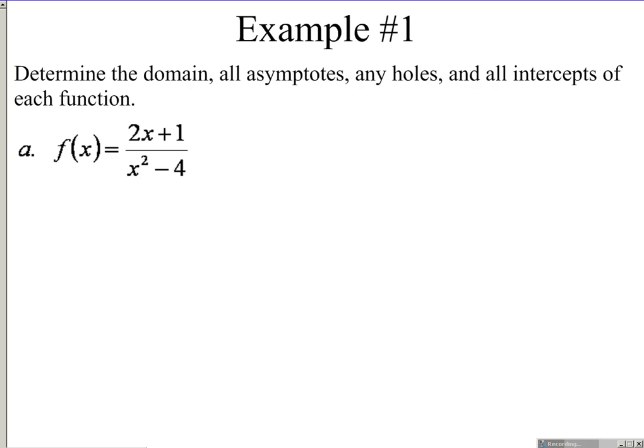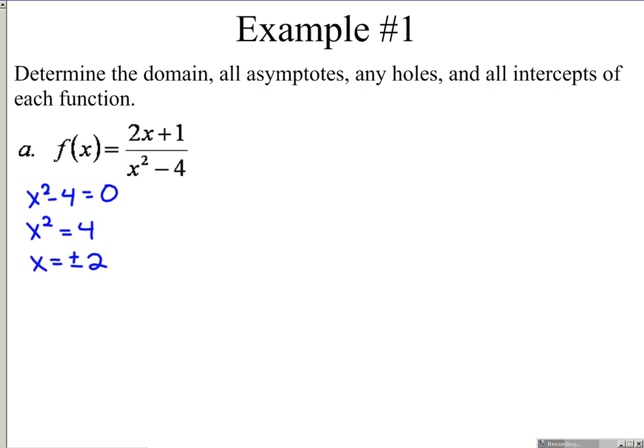So determine the domain, all asymptotes, any holes, and all intercepts of each function. Okay, first thing we are going to do is identify the domain. The domain you need to identify always from your original function. So in this case, do we have the possibility of a domain restriction? Yes. We have a variable down in the denominator. We know that creates a possible restriction because any value of x that makes that denominator 0, this function will be undefined. So how do we find the restriction? We take the denominator, we set it equal to 0, and we solve.